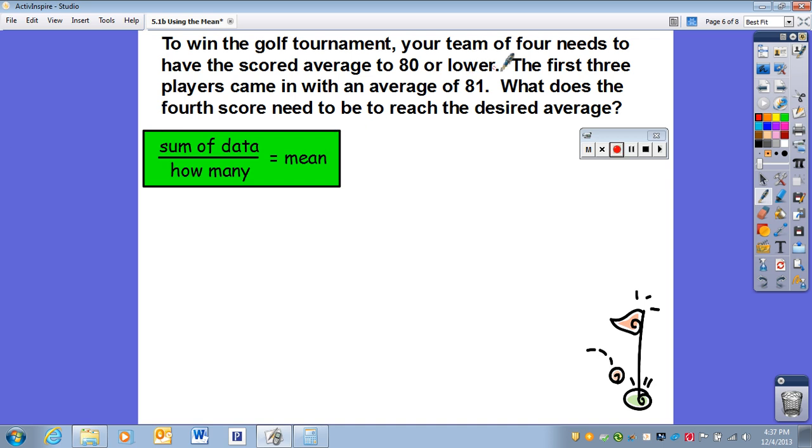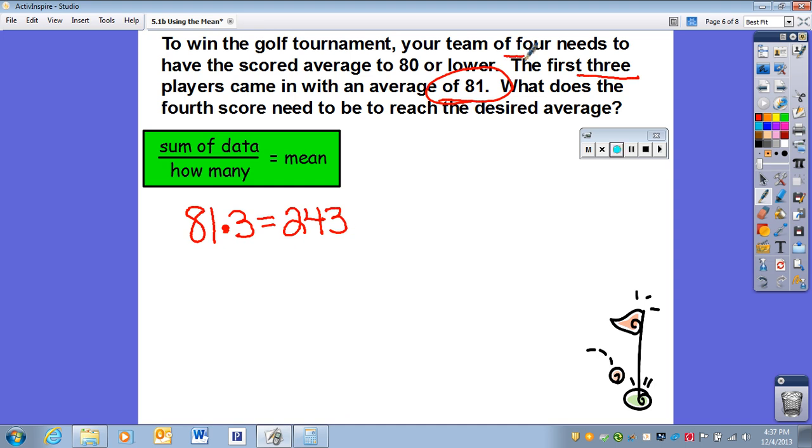Okay, your team of 4 needs to have scored 80 or lower. The first 3 players came in with an average of 81. That means we added their 3 scores together and divided by 3 to get 81. So I want to work in reverse. I want to take the 81 and multiply that by 3 to get the total points that those 3 players have earned, which is 243.